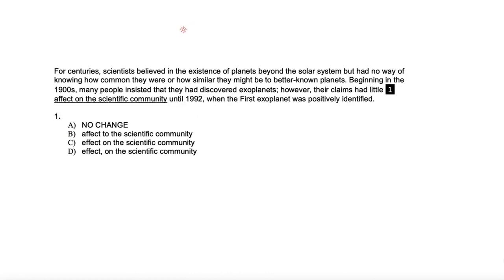This is commonly confused words. For centuries, scientists believed in the existence of planets beyond the solar system but had no way of knowing how common they were or how similar they might be to better known planets. Beginning in the 1900s, many people insisted that they had discovered exoplanets. However, their claims had little effect on the scientific community until 1992, when the first exoplanet was positively identified.